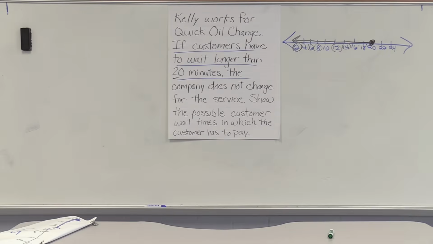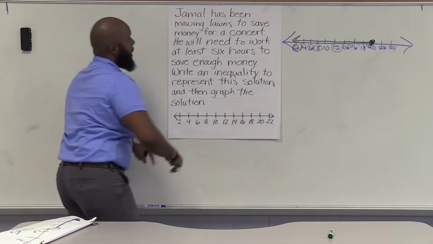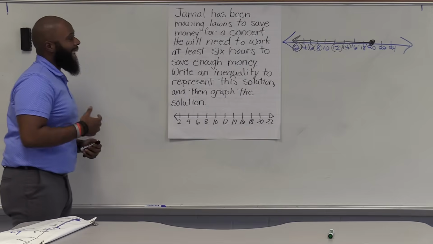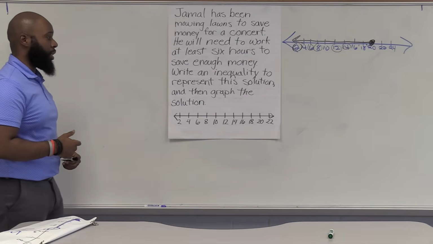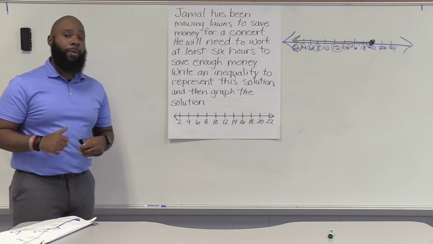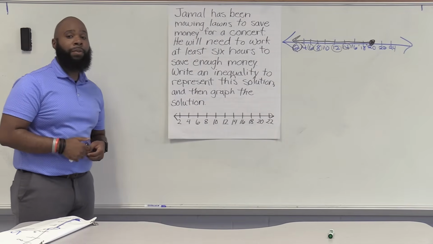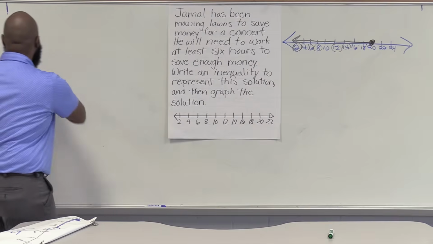Let me give you my problem. I'm gonna read it again. So again, here's my problem. It says, Jamal has been mowing lawns to save money for a concert. He will need to work at least 6 hours to save enough money. Write an inequality to represent this solution, and then graph the solution. Here's your number line. You're gonna create an inequality and graph it on the number line to show this. How would we represent Jamal working at least 6 hours? I'm gonna give you some time to try it. I'm gonna erase this other number line.